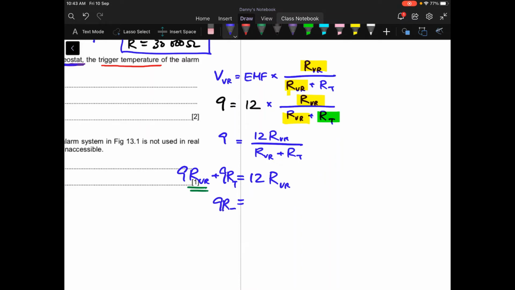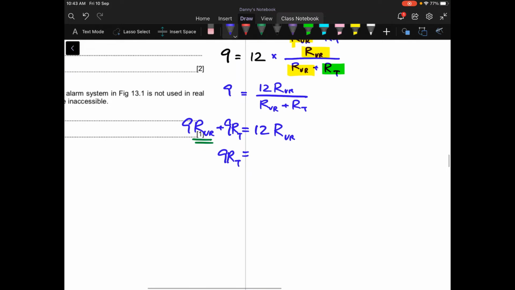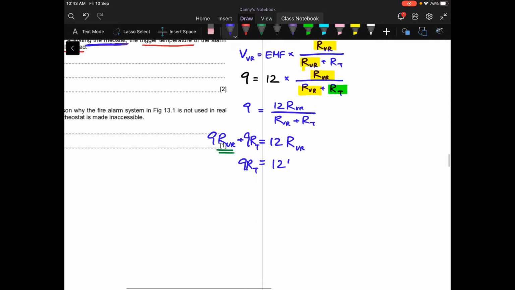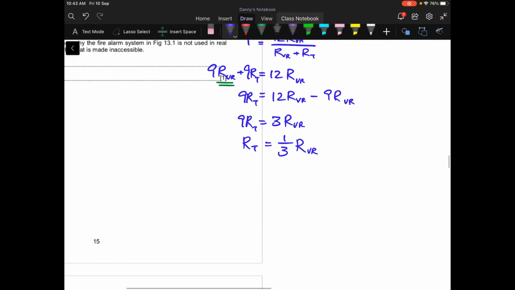Okay, and then after that you bring this term over to the other side, and this term remains, and you will have... did I do something wrong? No. Okay, and you have this. Twelve minus 9 is 3. So you have something like that. But you want to make RVR the subject, so you get this.